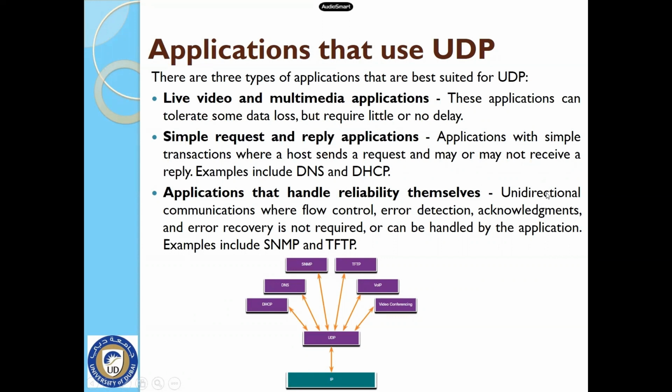Now, applications that handle reliability themselves. Basically they are unidirectional communications that can do their own flow control, error detection, acknowledgement and so on. They don't care about error recovery, and it can be handled by the applications, examples being SNMP and TFTP. Let's not worry about this. Just memorize these basics: live video streams, simple request and reply applications, and applications that handle reliability themselves. Again, UDP does not guarantee delivery to the destination.